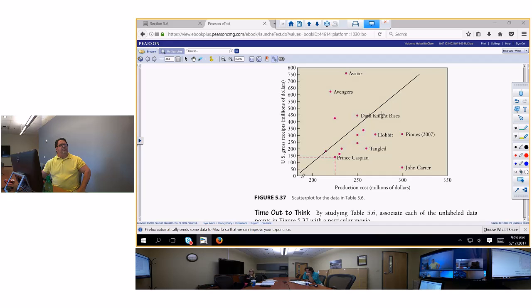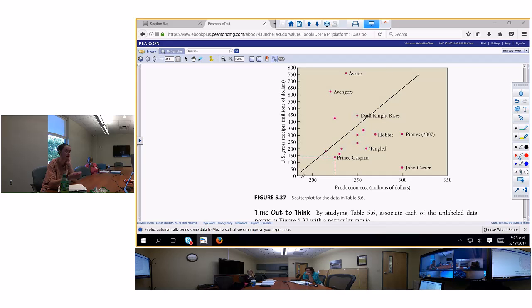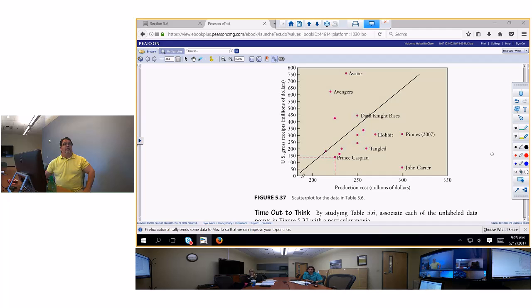And then you got a bunch that are up here, so this group down here is going to pull this line down toward them rather than these four right here, because they're further apart. So a correlation in a scatter plot is just that line? Yes.